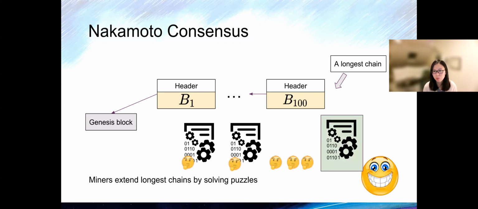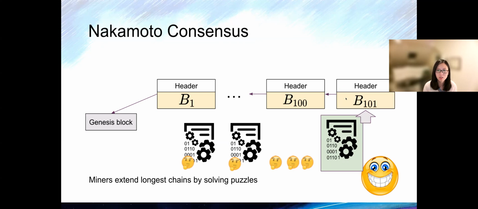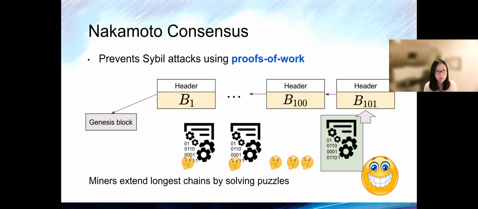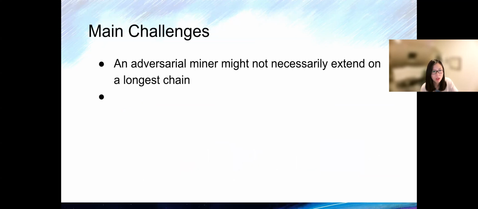Whoever is the first one to solve the puzzle is allowed to extend this longest chain by creating a new block, and this new block essentially contains the user transaction requests. In this way, Nakamoto consensus is able to handle Sybil attacks. But many challenges still remain.